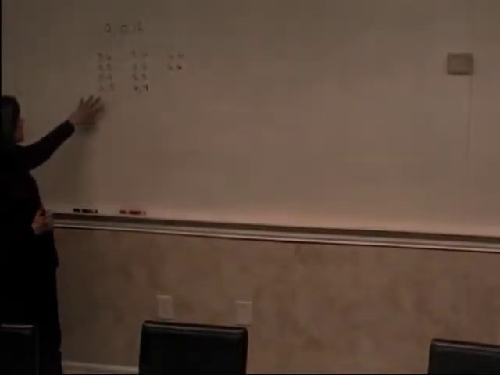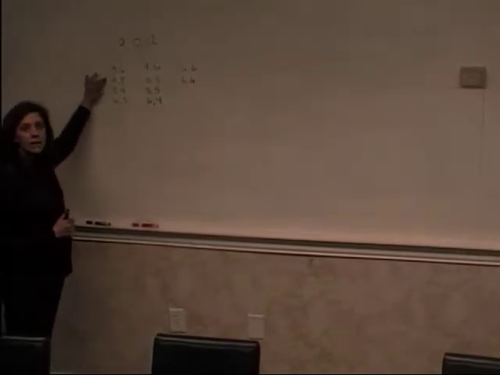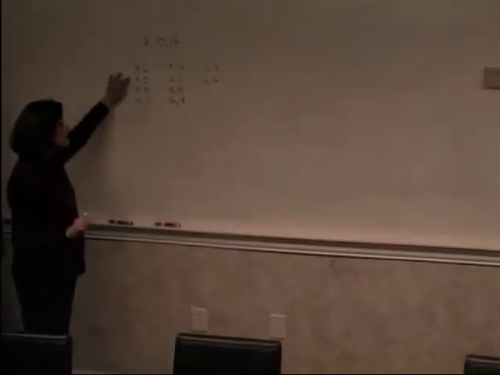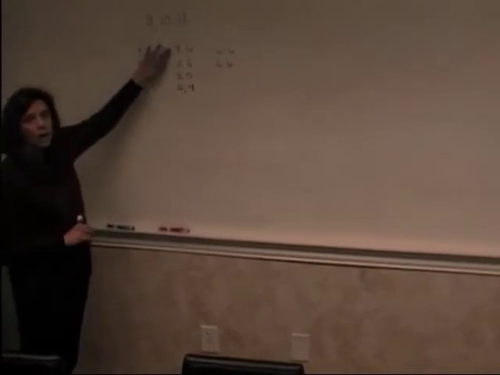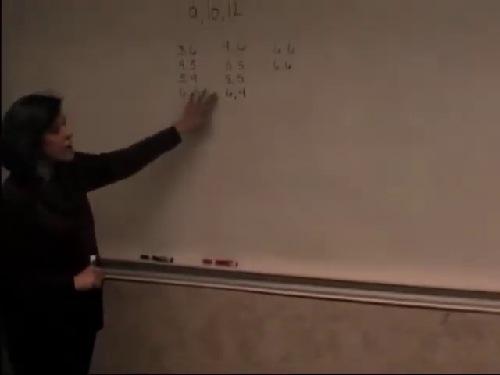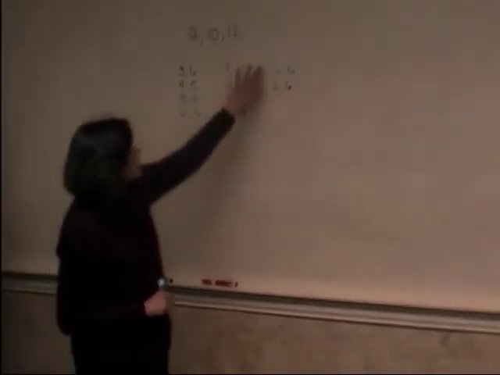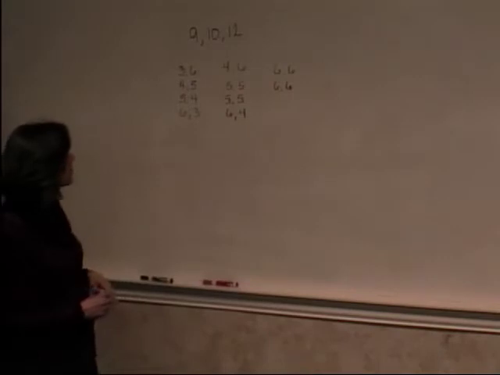When we're making 9, 3 and 6 and 4 and 5 make 9, but I'm dealing with 2 dice, so 5 and 4 and 6 and 3. To get 10, our combinations are 4 and 6, 5 and 5, 5 and 5, and 6 and 4. To get 12, it's 6 and 6, and of course 6 and 6.